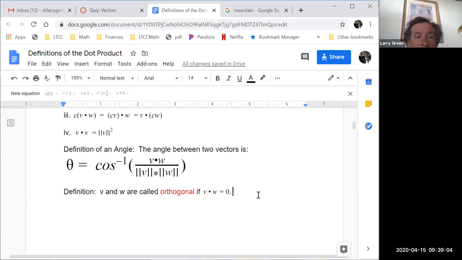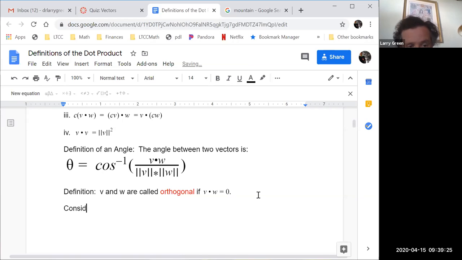Okay. Kind of visually, we're talking about right angles. So if you have a right angle, then orthogonal. But again, what does that mean? Well, now we have a definition. What that means in our definition is that v dot w equals 0. Very easy to test if you have a right angle. Let's give you an example.